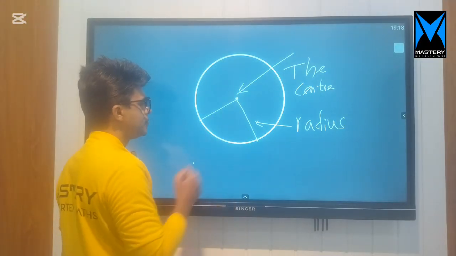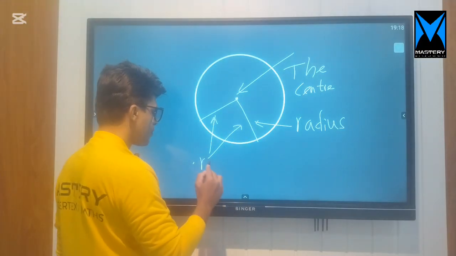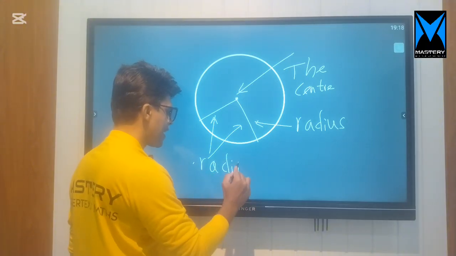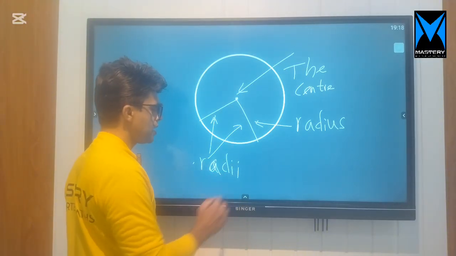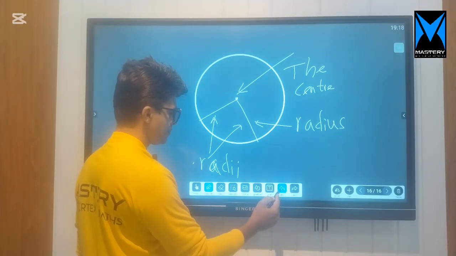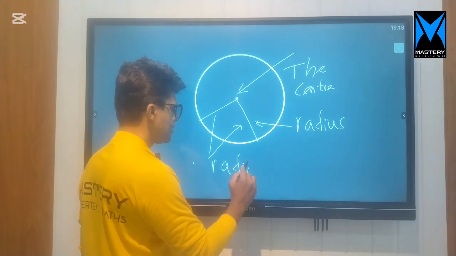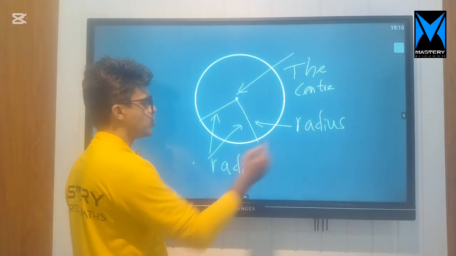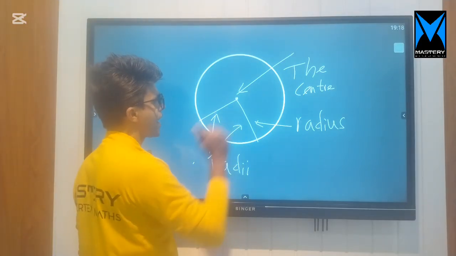This one is also a radius. Then these two segments we call radii. This is read as radii, double i, radii. So these two are radii, the plural of radius. So the center, radius.